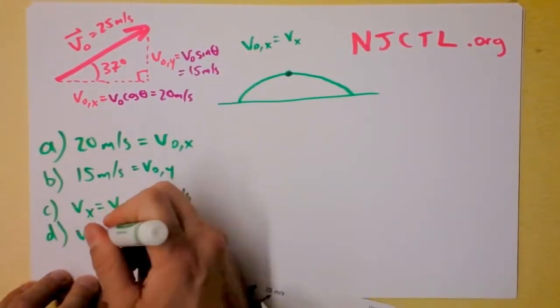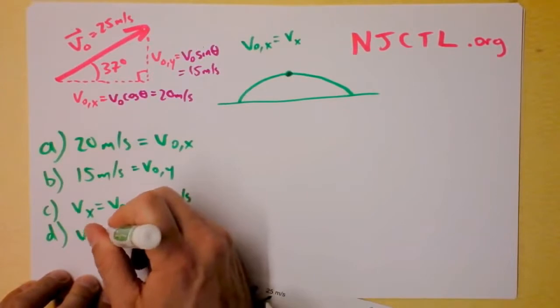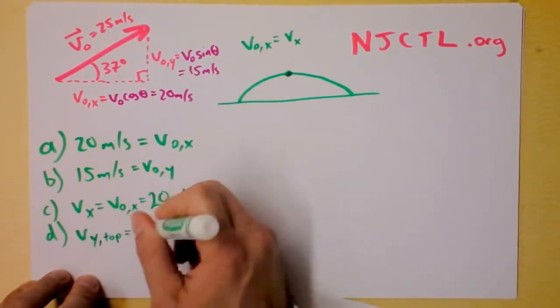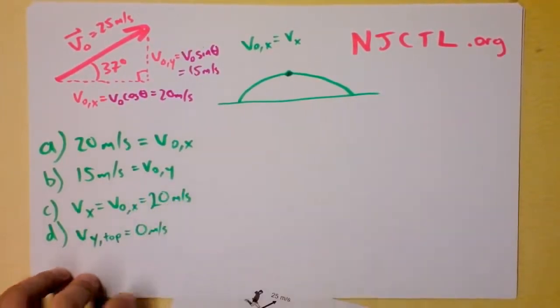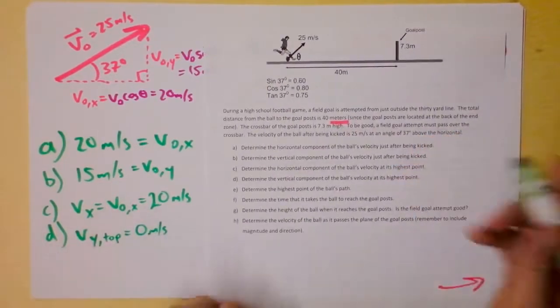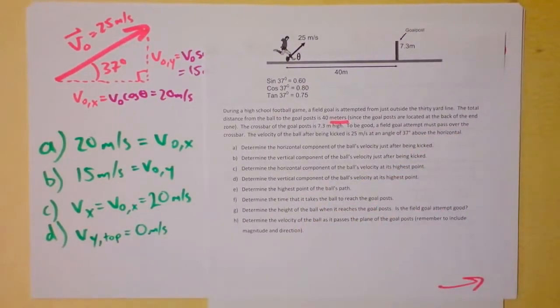So the final velocity in the y direction, and I'll say Vy top, so we can be really clear about that, is 0 meters per second. No problem. What about E? Determine the highest point of the ball's path. Oh, now I need my kinematic equations. I'm gonna walk over here and get them. Oh, found them.